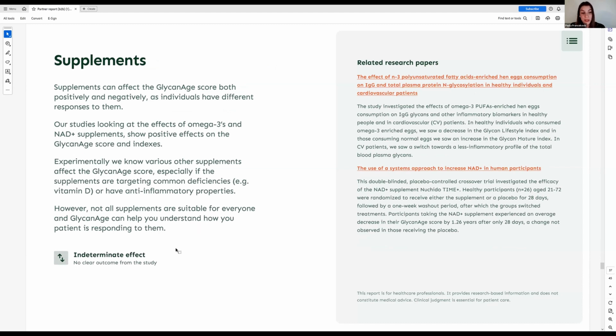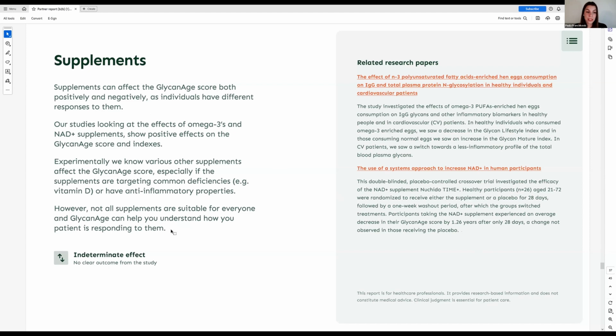With supplements, interestingly, we are yet to determine the effect of those supplements. We now have just a few studies showing the positive effects of omega-3 supplementation and mild positive effects of NAD+ supplementation. So we did one study with nicotinamide riboside, and we saw an overall reduction of the biological age by 1.26 years. And here there is lots of room for further investigation.